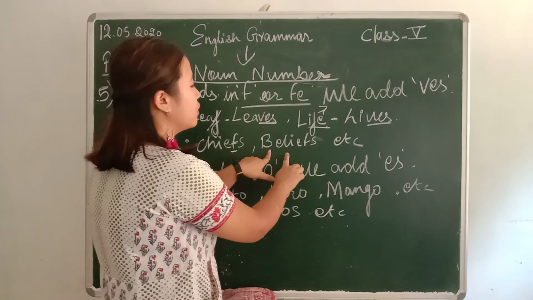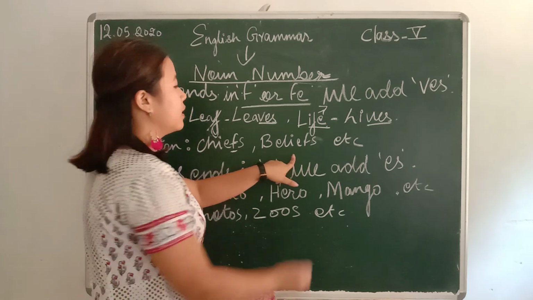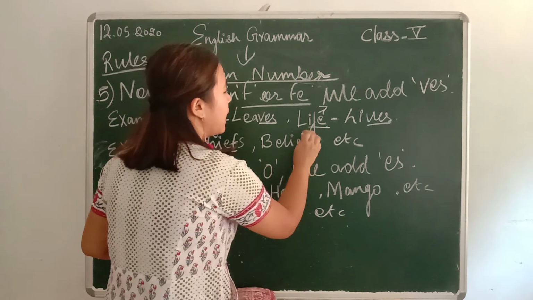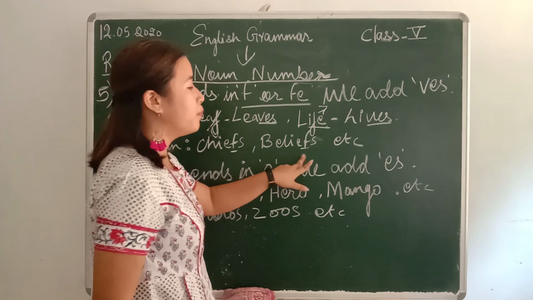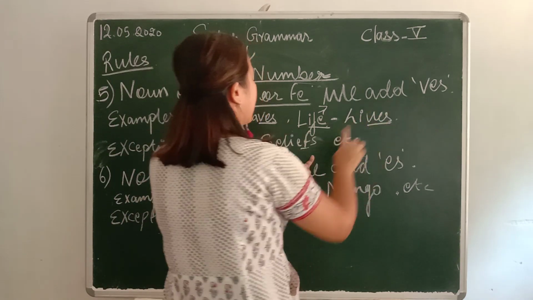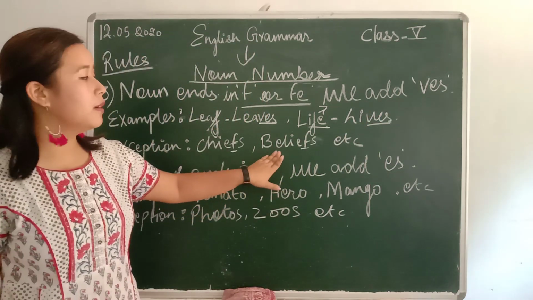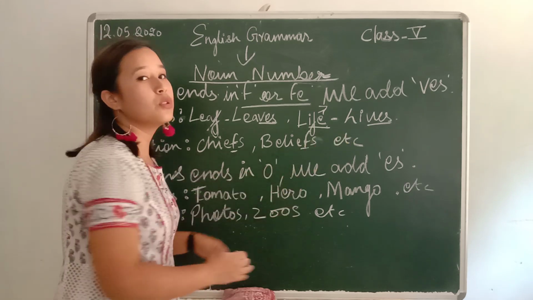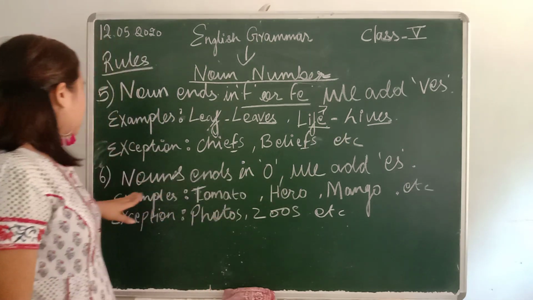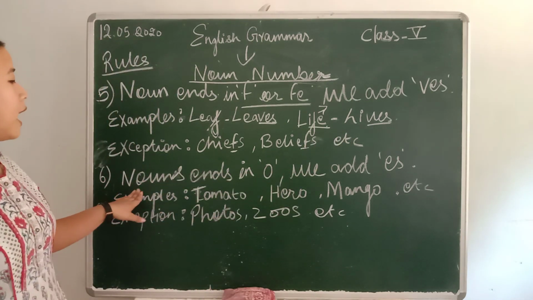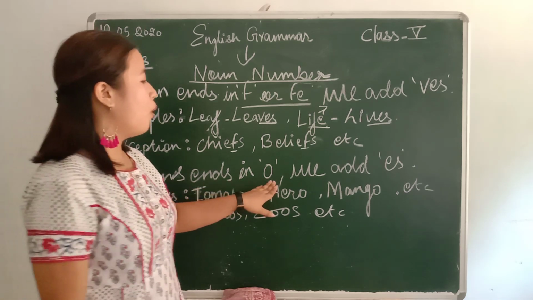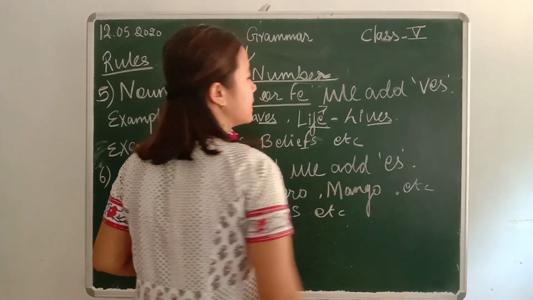And it goes the same with belief. This word also ends with F, but we will not put VES in this word, belief. And this goes on. There are many words. So rule number 6: nouns in O, we add ES.